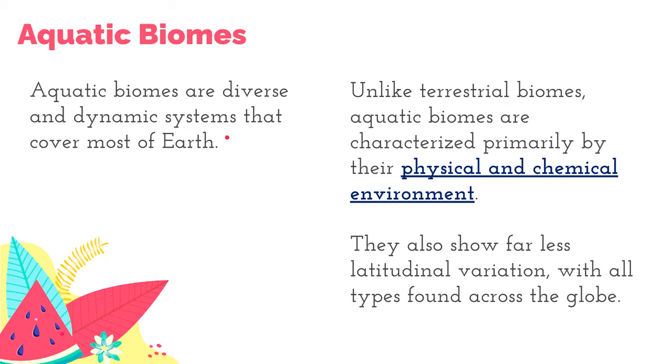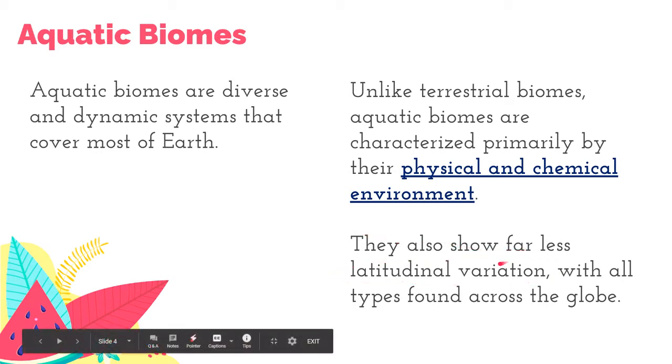Aquatic biomes are diverse and dynamic systems that cover most of the Earth. Unlike terrestrial biomes, these kinds of biomes are characterized mostly by their physical and chemical environment. If you still remember, for terrestrial biomes, we mostly focus on climate, fauna, so those are the animals, and flora, the plants. But for aquatic biomes, we will mostly focus on the physical and chemical environment of those ecosystems. They also show far less latitudinal variation, with all types across the globe.